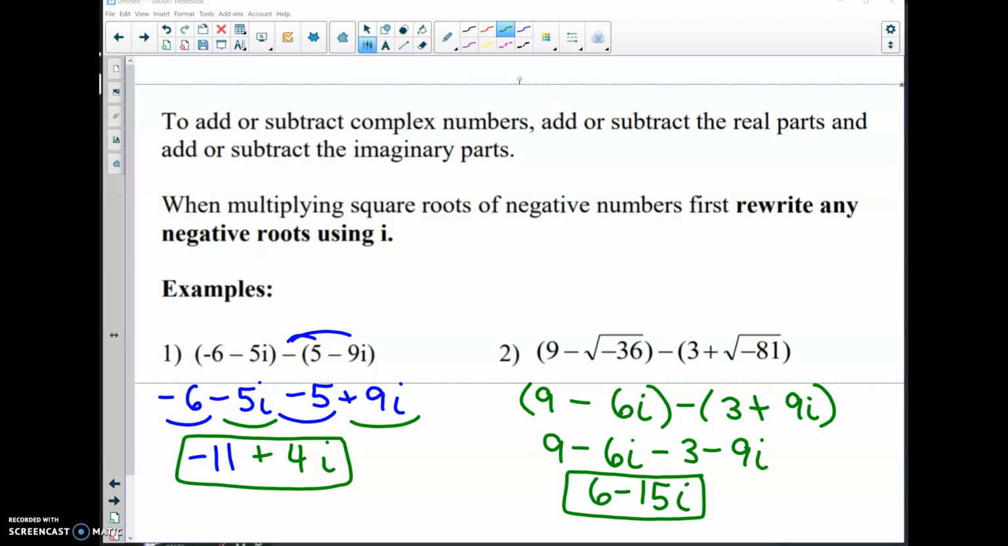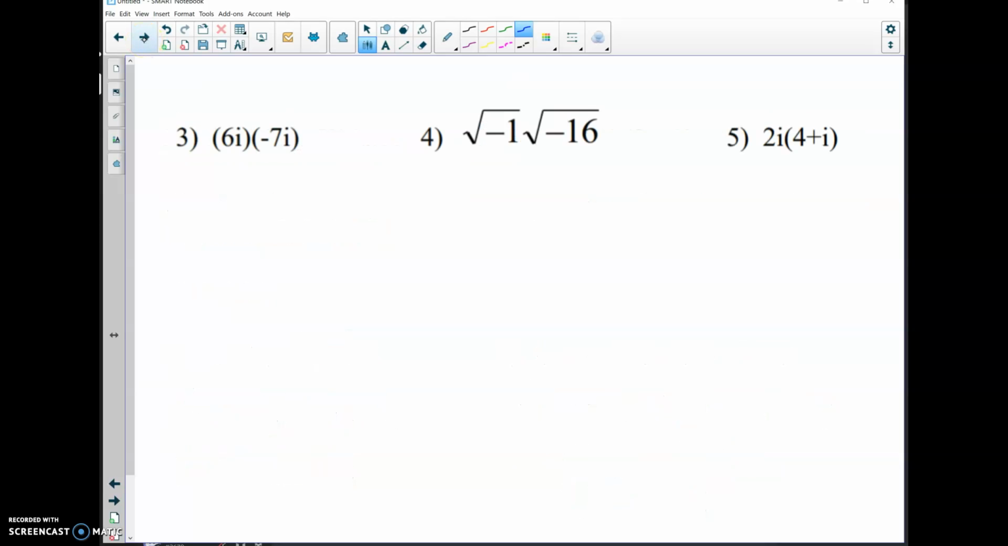If you said 6 minus 15i, you are correct. Notice once I distribute that negative, I don't need the parentheses anymore. The parentheses are really just separating your two complex numbers, but just be careful to always distribute your negative sign. All right, for multiplication, the main thing we need to remember is when you get i squared anywhere, you have to make sure you remember that that equals negative 1. So you change that. You never want to have any exponents on your i's.